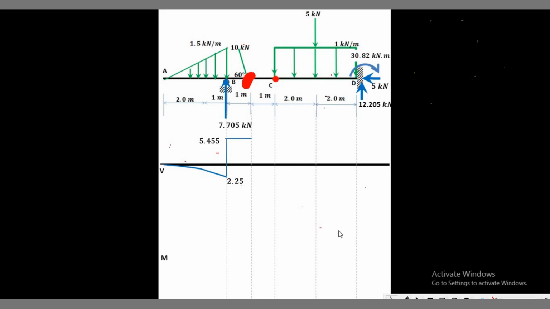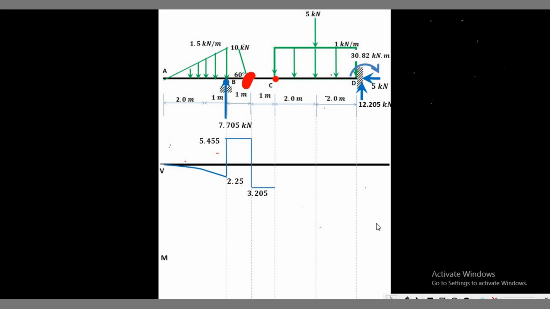Kaya diretso lang siya. Then at point C, di ba mayroon tayong vertical component ni 10 kilonewtons downwards. So you have to take that one. My answer is negative 3.205. Connect that one. Wala ulit loadings doon.